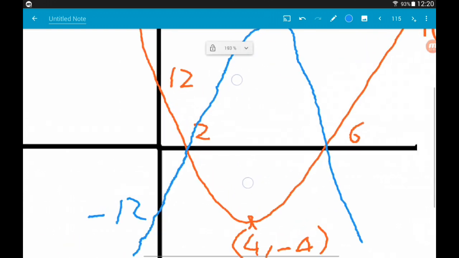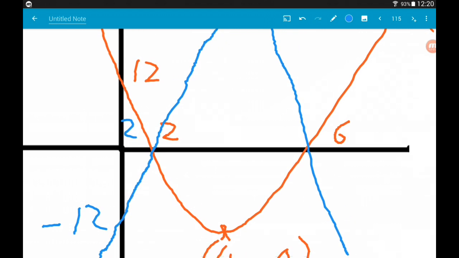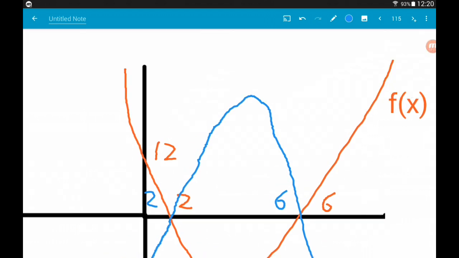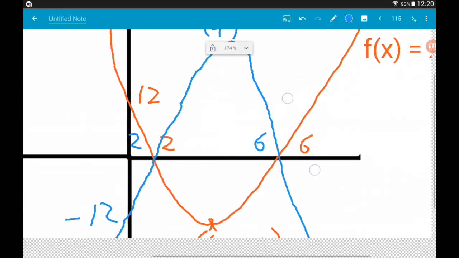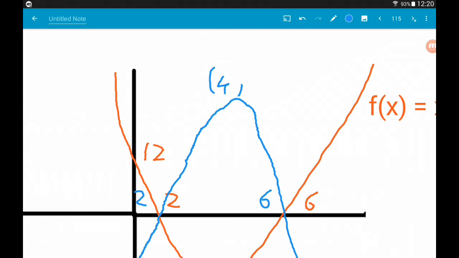The x-intercepts are the same. So this one is still 2. This one is still 6. Now the coordinates of our minimum, well, it's now a maximum. So it's going to have exactly the same x-coordinate, so it's going to be 4. And the y value now, well, the minimum was 4 below the x-axis, so the maximum is now going to be 4 above the x-axis. So our maximum is at 4, 4.